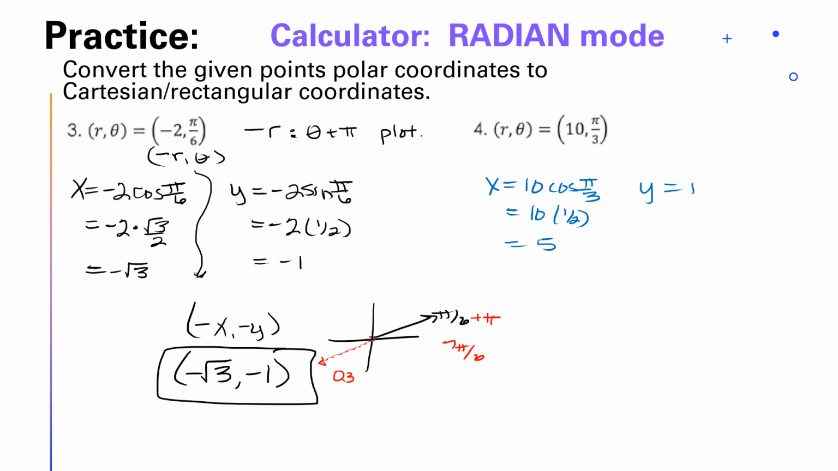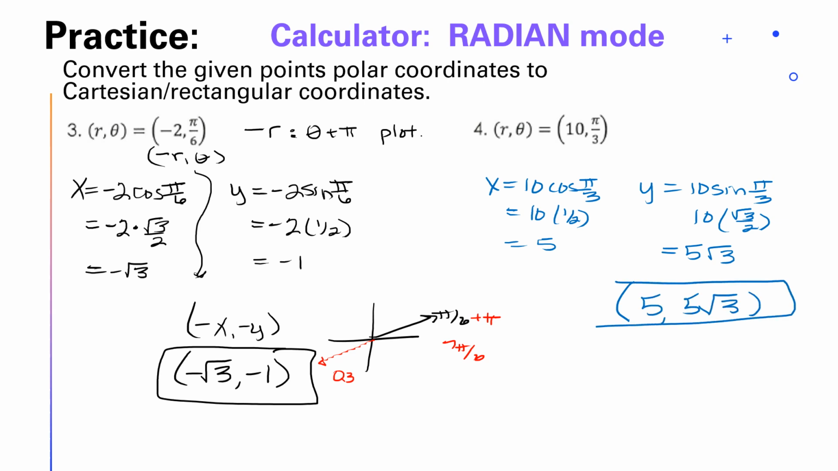And y is 10 multiplied by sine of pi over 3. And sine of pi over 3 is the square root of 3 over 2. 10 divided by the 2 will give me 5, so that will simplify to give me 5 square root 3. So this Cartesian point is (5, 5 square root 3).